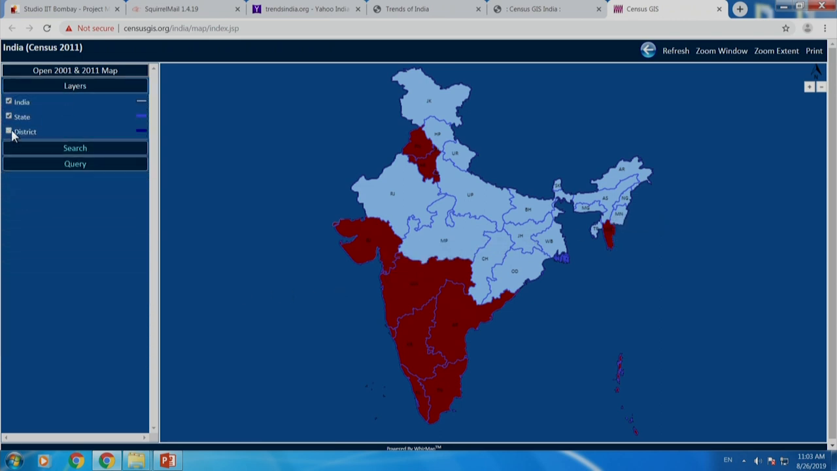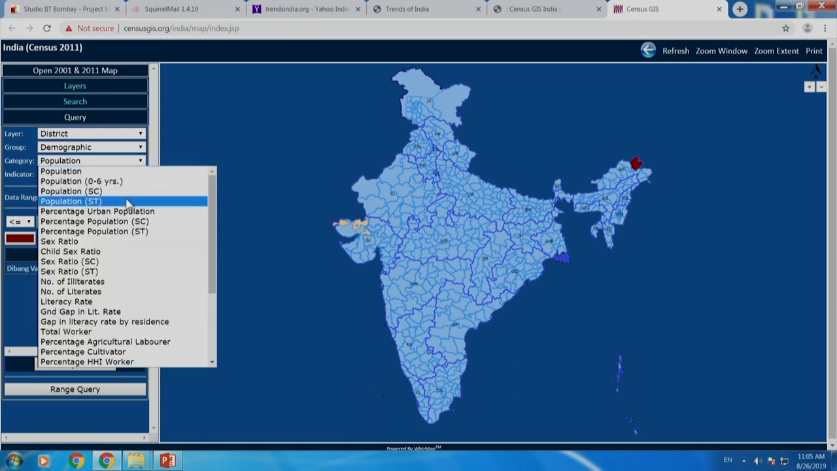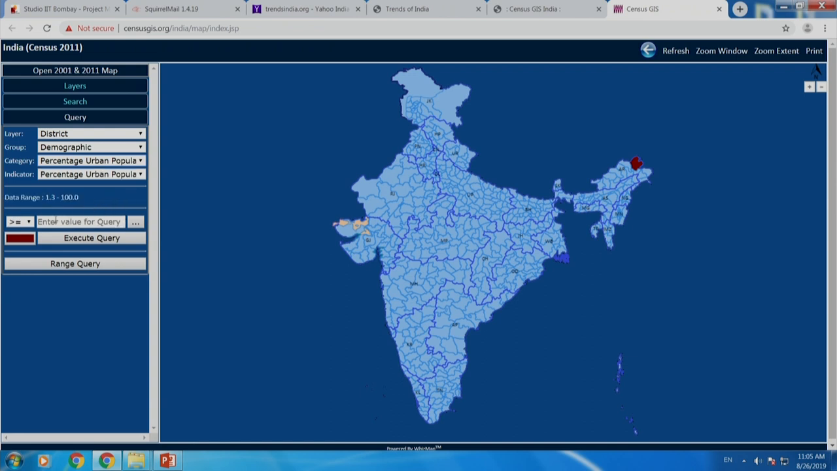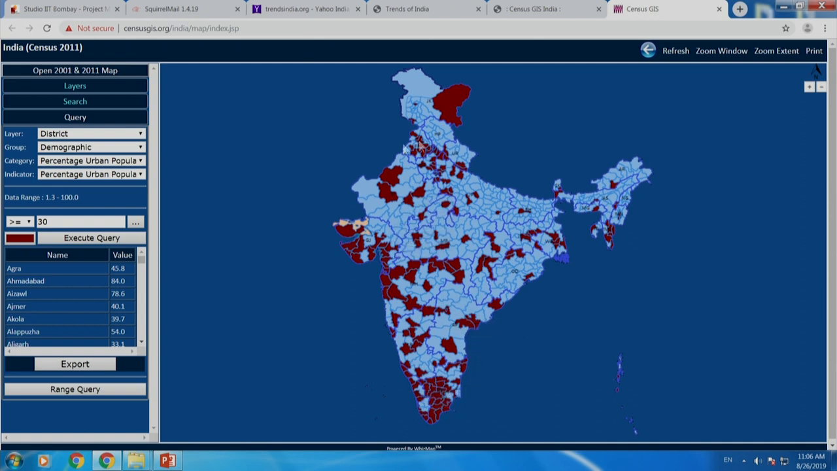What happens if you want to go to a district level? Let's take a quick look at it and ask ourselves as to which districts are very urbanized. So we'll say, okay, let's see which districts are more than 50% population, which is urban. Let us see. We just get few. So, you realize that urbanization is not that heavy, but then if you reduce the range and say 40%, you find out, and if you go, let us say quickly to 30%, because if you remember we had put a cutoff of 33, then you will find fair amount of urbanization in various places.